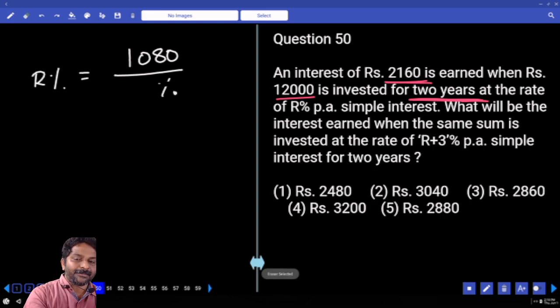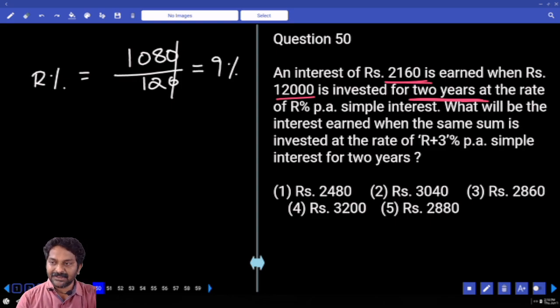And you know that 1% value is equal to 120. 00 gets cancelled. 12 how many times? So rate of interest offered is 9%. What will be the interest earned when the same sum is invested at the rate of r plus 3% per annum, simple interest for 2 years?